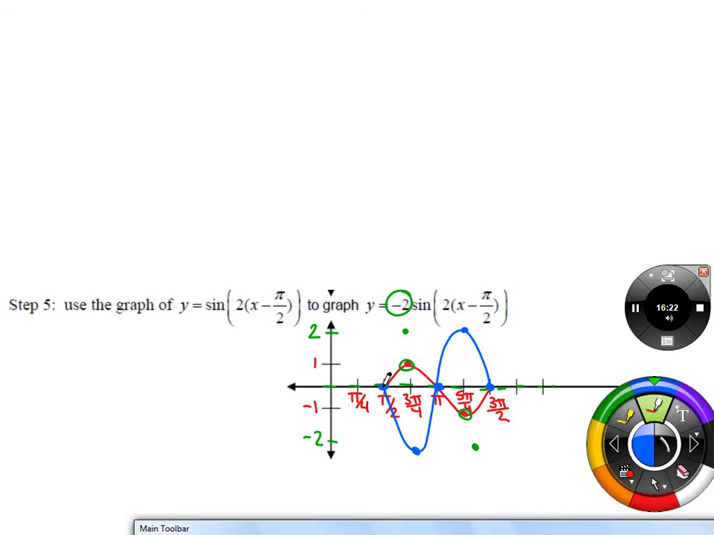All right. So what's the last thing we have to do? What's the only thing we haven't done from our original function? +1. What's the +1 going to do? Move everything up 1. So basically, this middle line that I identified here with the dashed green line, it's going to really be where now? Up 1, and it's going to be here. What's the maximum height your function's going to reach once we move it up 1? 3. And the minimum height? -1. Okay?